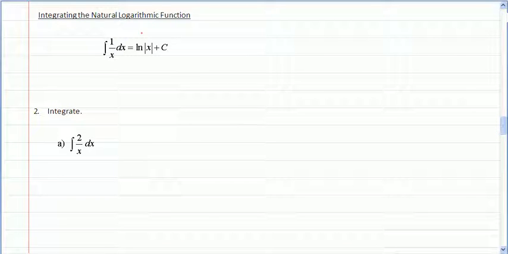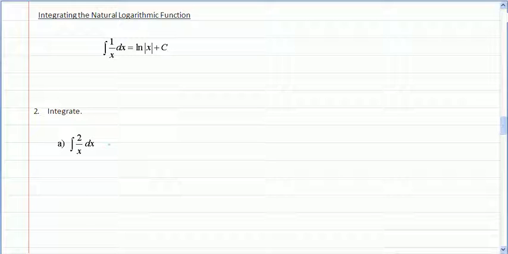Next, we will look at integrating the natural logarithmic function. So the integral of 1 over x dx is equal to the natural log of the absolute value of x plus c, because the domain of the natural log is all x's that are greater than 0. So the directions are, for number 2, integrate.